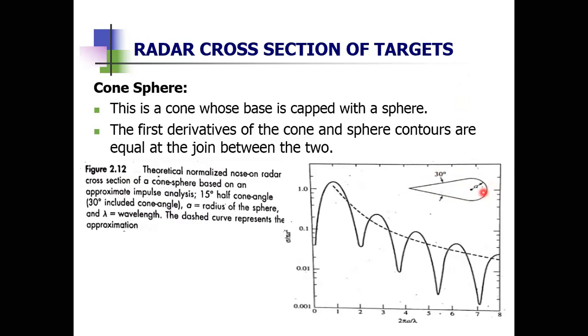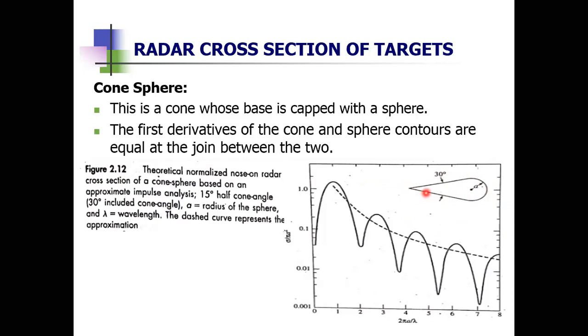In a cone sphere, we have the echoes from the tip, that is this part, and the join between the cone and the sphere, as well as the creeping wave that travels around the sphere. Okay, we have three things. These are the three echoes. So one echo is from the tip, then from the join, and then the creeping wave echo. So there is no backscatter from the sides of the cone when viewed from the nose on aspect, and assuming that the surfaces are smooth. So that is one assumption.